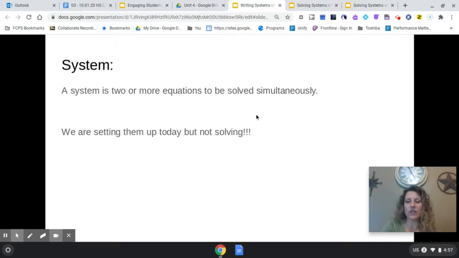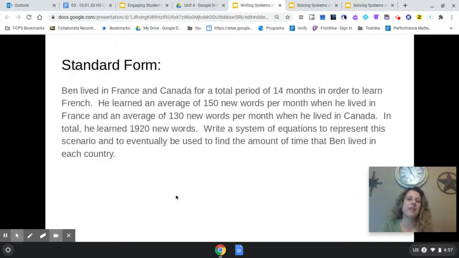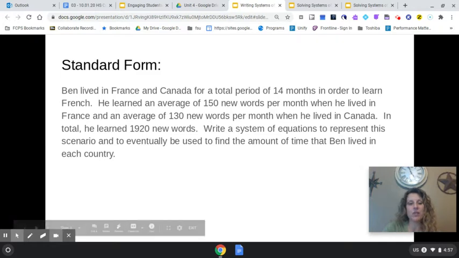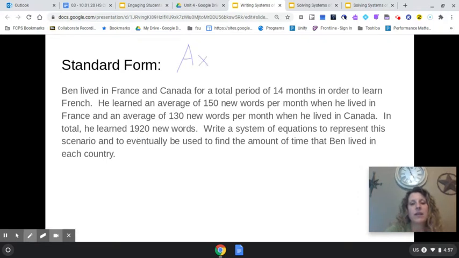Let's take a look at our first example. This particular example is going to be in standard form. Just to recap real quick what standard form looks like: ax plus by equals c. We could have word problems that are either in standard form or in slope-intercept form, so we're going to be taking a look at both of those types today. But our first example is in standard form.